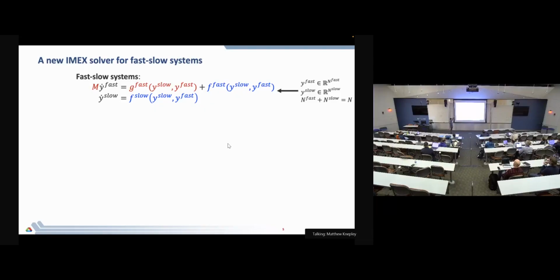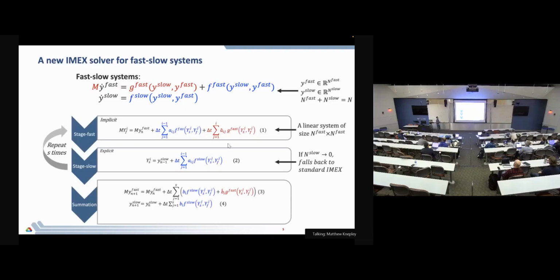For the slow variables, we only have a slow right-hand side function. But for the right-hand side function, for the faster part, we allow a partitioning of two functions. So we have g and f for the right-hand side of the faster components. So the faster part is equivalent to the standard IMEX, but the slow part just has the explicit part. So everything colored in blue will be treated explicitly. So only the red part will be treated implicitly in the new solver.